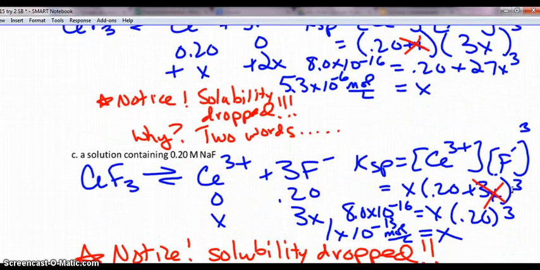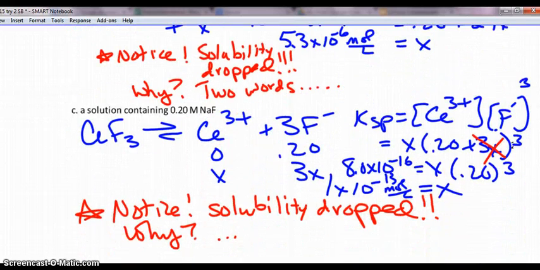Real quick, because I only have a few seconds left, here is the value. You get 1 times 10 to the negative 13th when you have the common fluoride ion. And again, solubility dropped. Why? Two words. You got it. Le Chatelier. See you tomorrow.